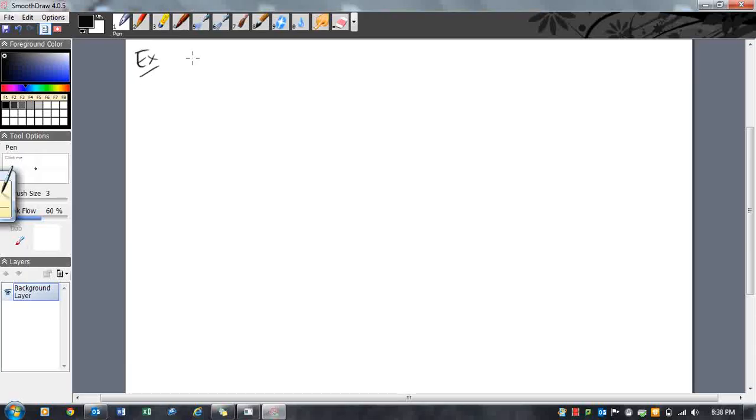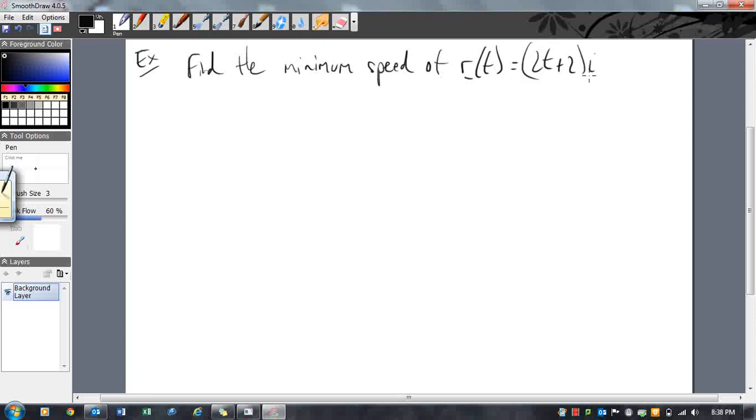So for an example, let's find the minimum speed of r(t) equals (2t plus 2) i plus (t squared minus t) j. So there's our vector function. Let's have a look at it. Let's find the speed. To find the speed, there's something you need first. We need the velocity function.